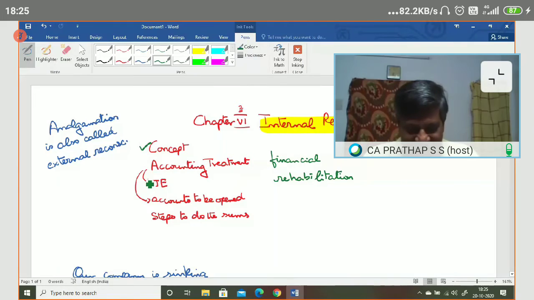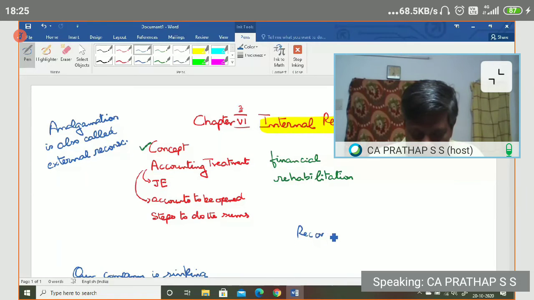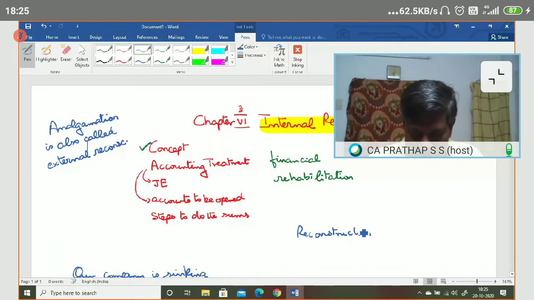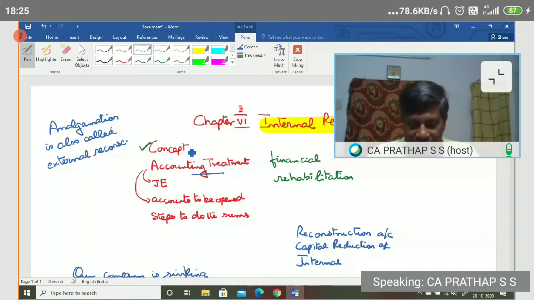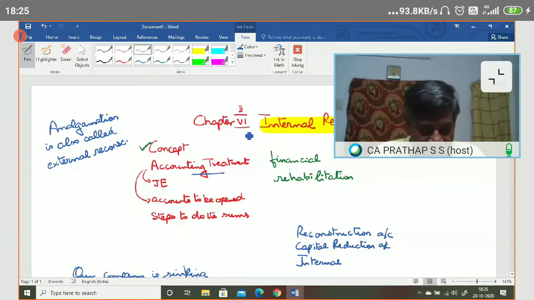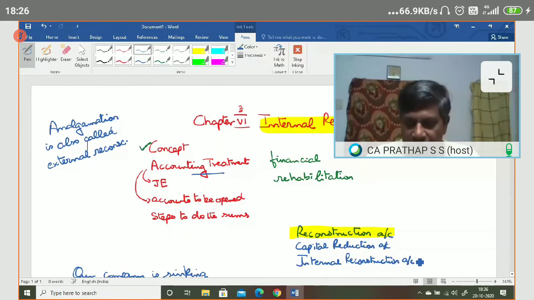Now, accounting treatment. The basic point is that a special account has to be opened, called the reconstruction account. Okay, it has got different names. It is also called capital reduction account, and sometimes it is called internal reconstruction account. Please write down. So we are in the accounting treatment for rehabilitation. The very important account to be opened is the reconstruction account. It is a nominal account.